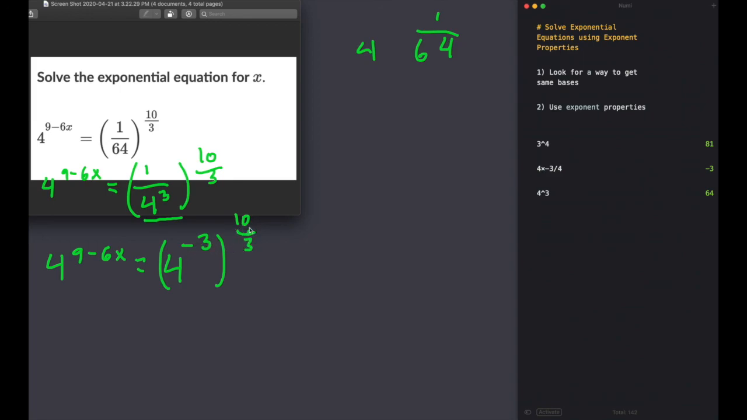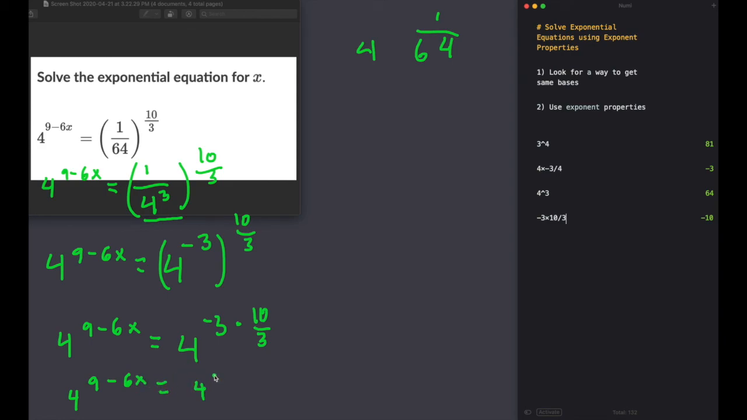I have an exponent to an exponent. Our power rule states that we can multiply those. So I get 4 to the 9 minus 6x equals 4 to the negative 3 multiplied by 10 thirds. When I do negative 3 times 10 thirds, this will actually be a nice whole number. Negative 3 times 10 over 3. That's going to give us negative 10. Another way of thinking about this is our 3's cancel out. We have this negative sign left over that sticks with the 10. And so this becomes 4 to the 9 minus 6x equals 4 to the negative 10.